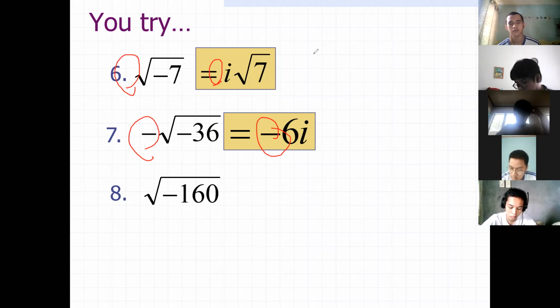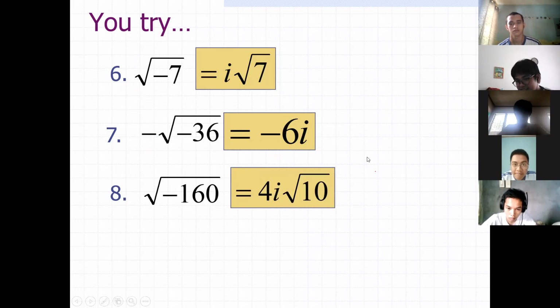4i with the radical 10. 4i square root of 10 is the answer. Thank you, Rafael, and that is the answer. 4i square root of 10. Please be careful with the negative sign.